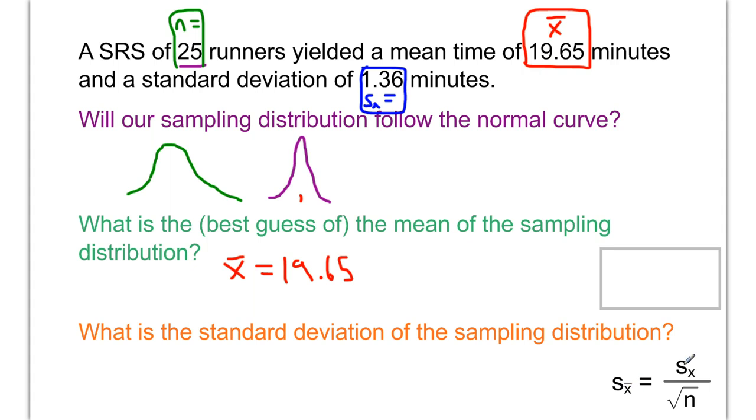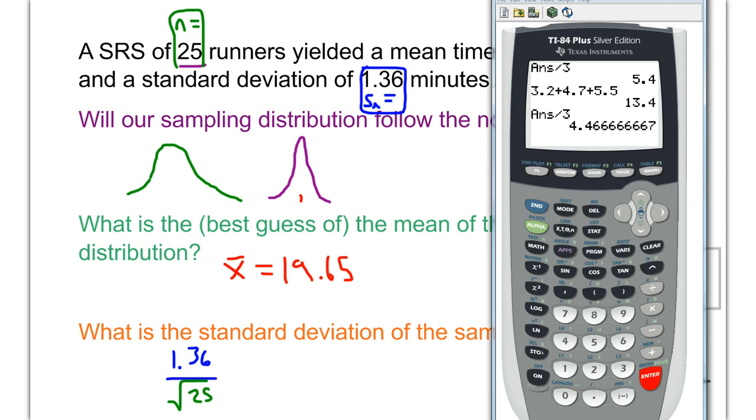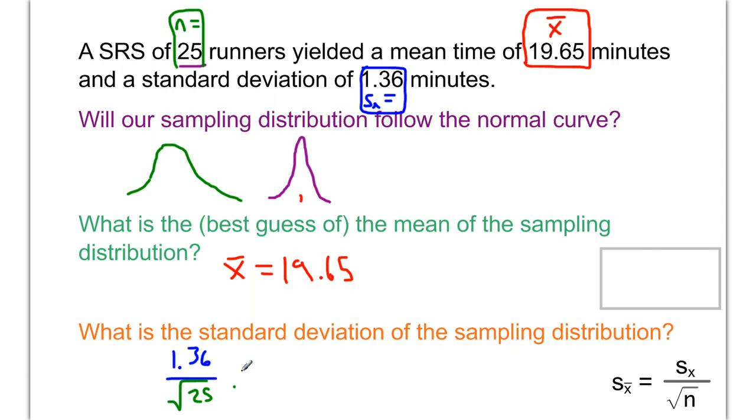So now we know all our values that we care about. This formula says we take that standard deviation and divide it by the square root of n. So I'm going to take that 1.36 and divide it by the square root of 25. If we pull out our calculator real quick, 1.36 divided by the square root of 25, or divided by 5, that's going to be 0.272. So what we just found, the standard deviation of the sampling distribution, is 0.272.